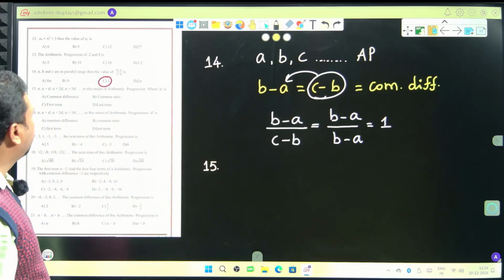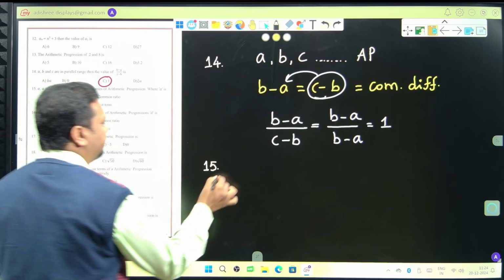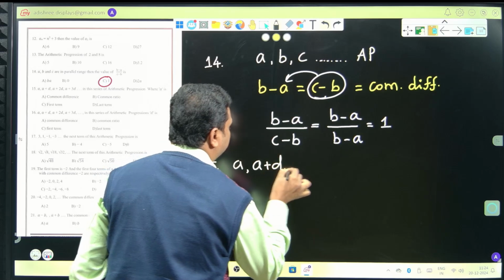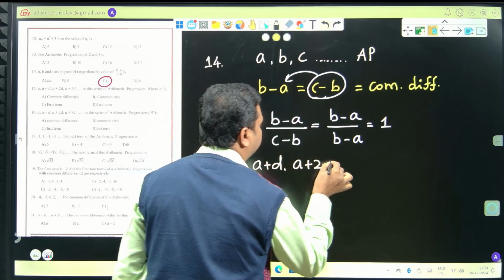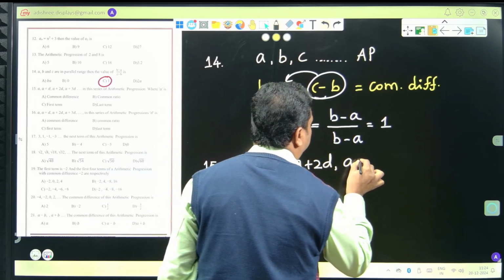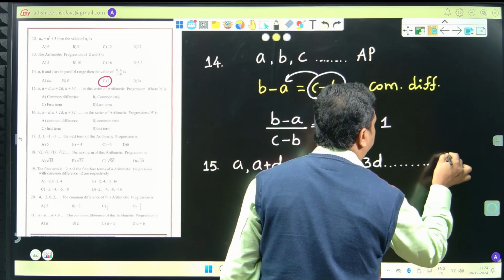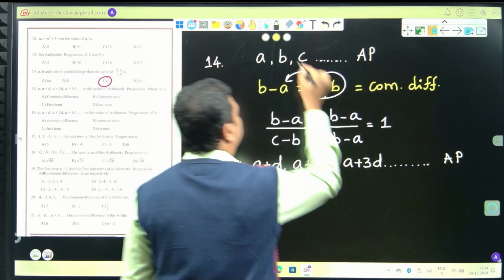If A plus D, A plus 2D, A plus 3D are in AP. These terms are in AP.